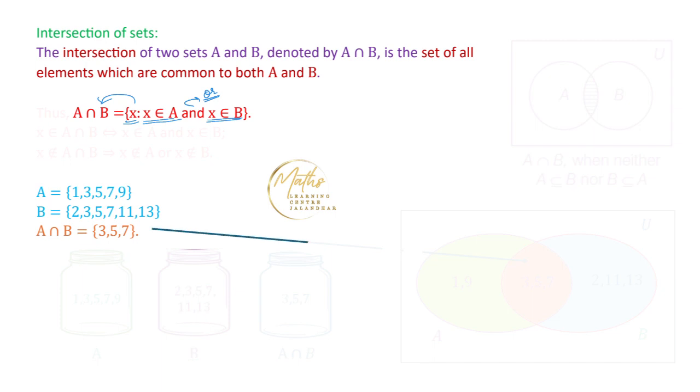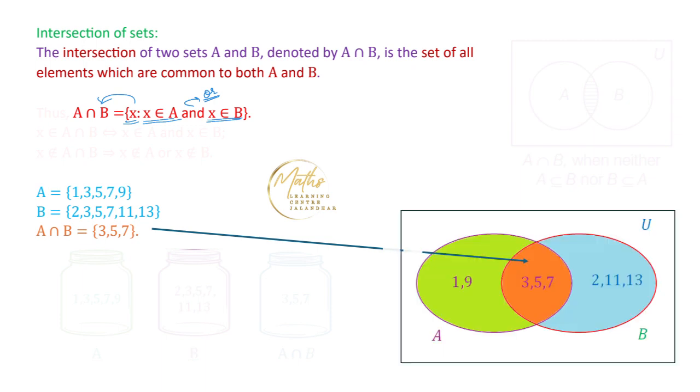So if we plot this situation using the Venn diagram, we obtain the diagram in this form. This portion is common to both the sets. Set A has elements 1, 9, 3, 5, 7. Set B has elements 3, 5, 7, 2, 11, 13. This whole portion represents B. This whole portion represents A. And A intersection B is the region common to both A and B, and it has elements 3, 5, 7.